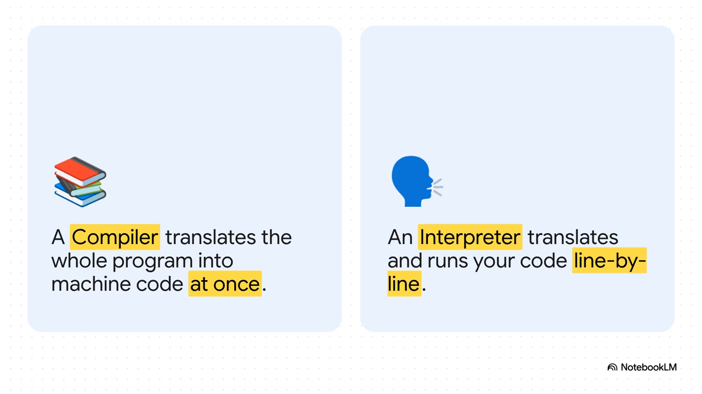Now, there are two main types of these translators. On one side, you have what's called a compiler. Think of it like translating an entire book into another language before anyone starts reading it. It just does the whole program at once. On the other side, you've got an interpreter, which is more like having a live translator by your side, translating your code one line at a time as it runs.